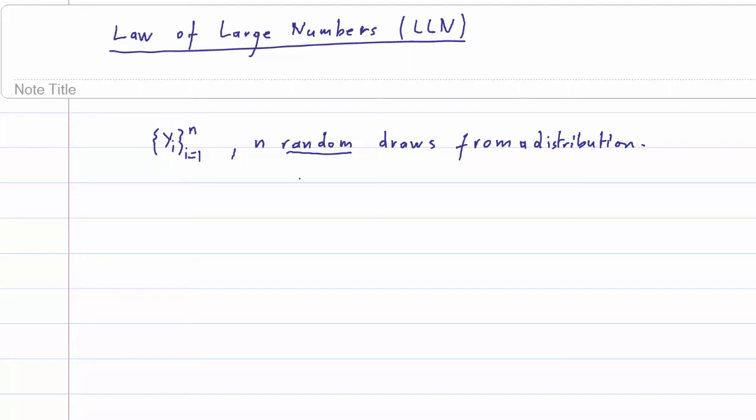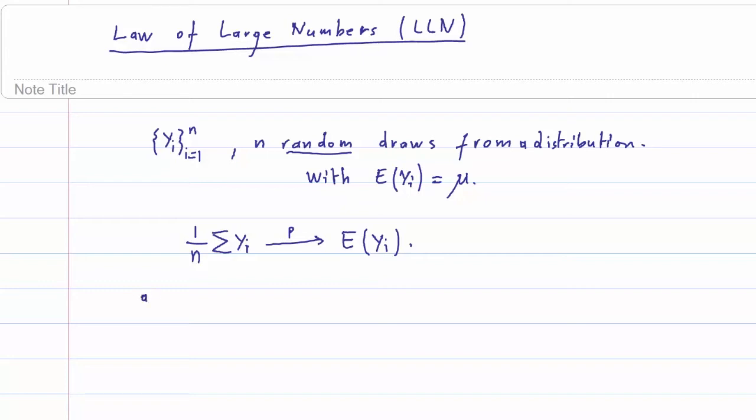And this distribution has a mean that we'll call mu. The law of large numbers states that if we take the sample average, 1 over n sum of yi, this will converge to the expectation of yi. So that's very convenient. It will converge in probability. And it also implies that, for instance, if we take 1 over n sum of yi square, it will converge to the expectation of yi square.